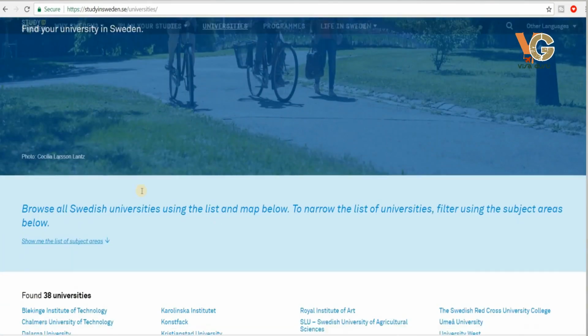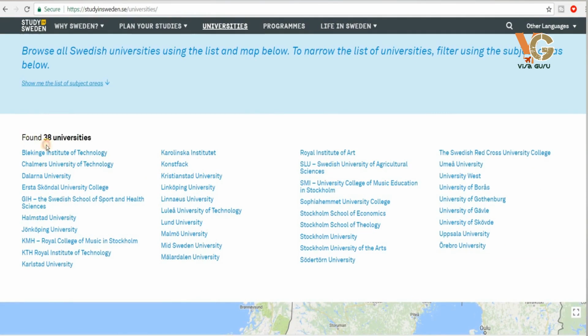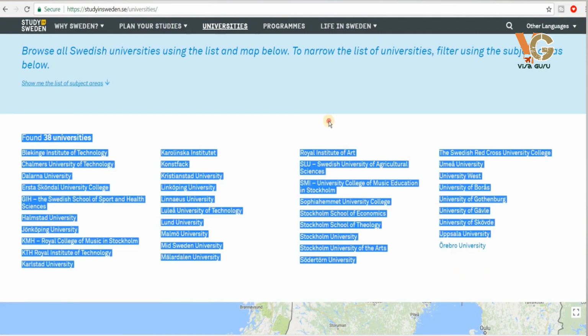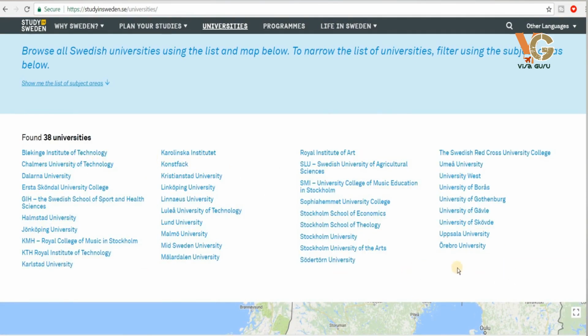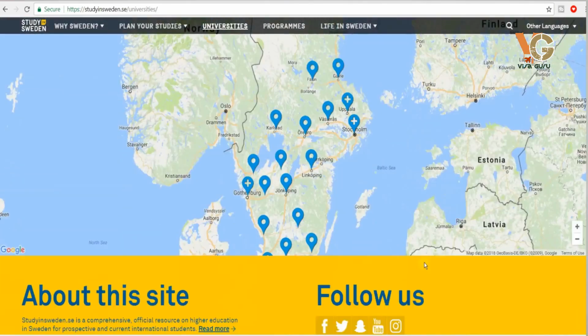Certain types of institutions, for example, folk high schools or other folk universities, are not considered international universities or colleges. So there are certain conditions that apply to those colleges and universities. For recognized colleges and universities in Sweden, friends, you need to have a full-time unconditional acceptance letter for studying in Sweden. This you can get by applying to a university.